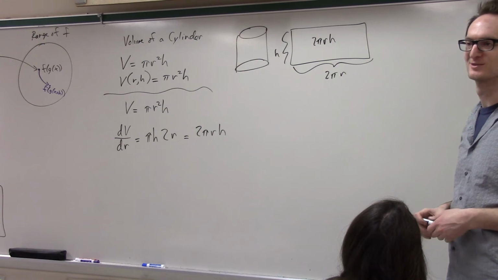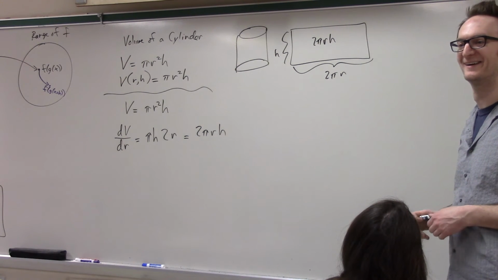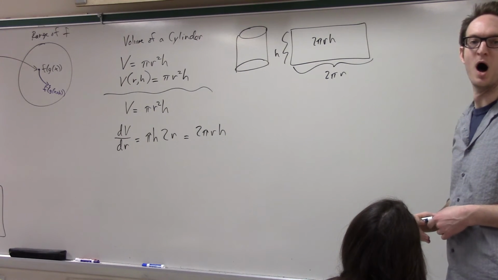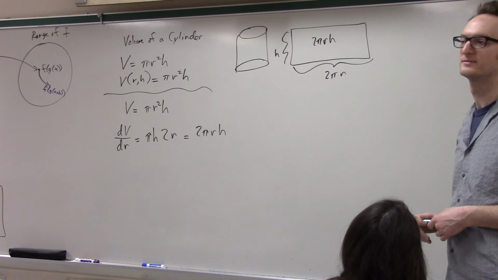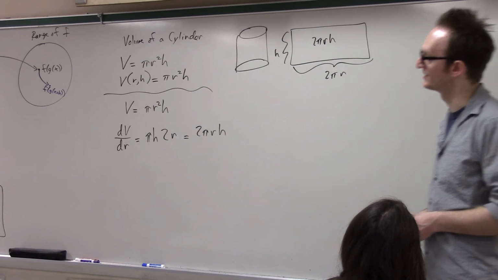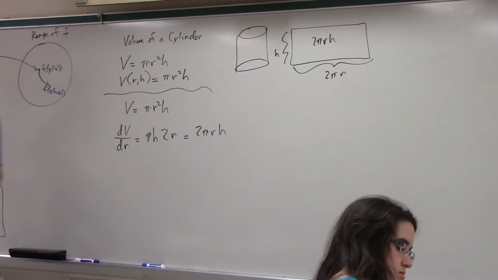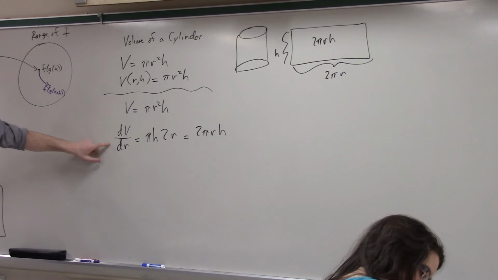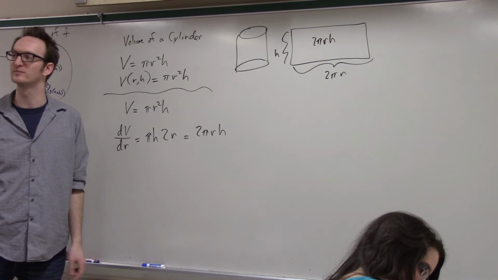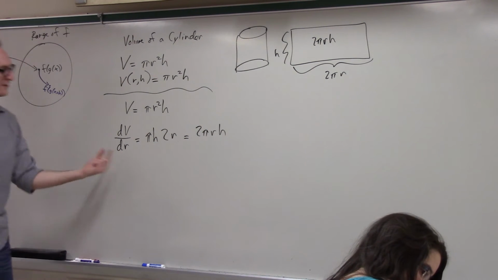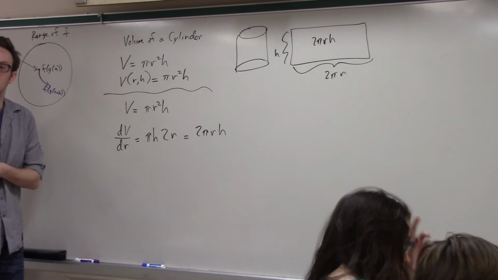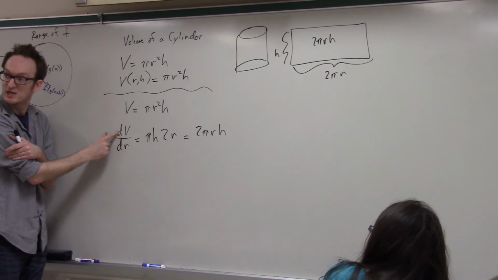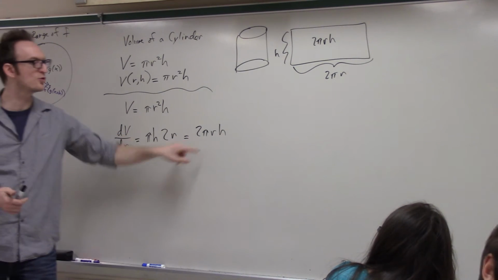That's just like a coincidence. Oh. That should be blowing your mind. dV dr is 2 pi r h. In other words, the instantaneous rate of change of v with respect to r is 2 pi r h. In other words, if I change r by some infinitesimal amount, the amount which v changes by is 2 pi r h.